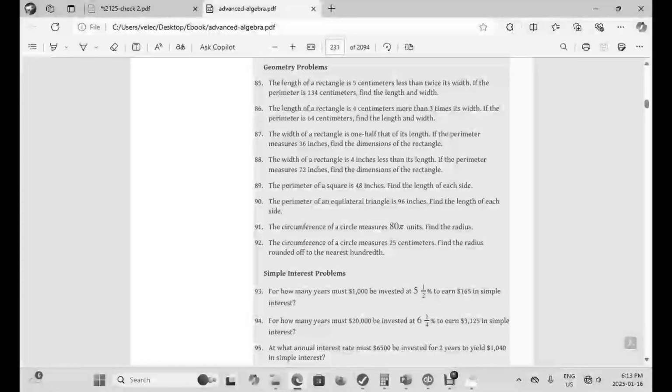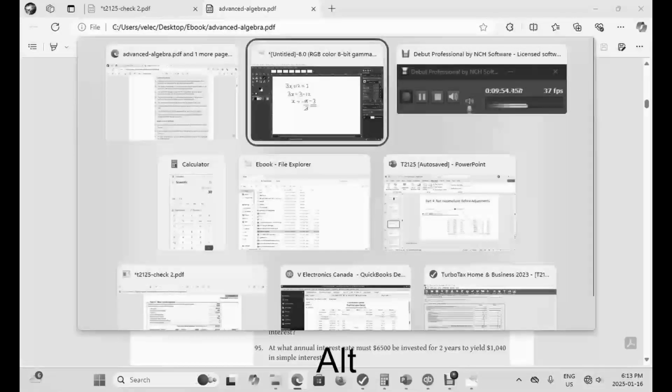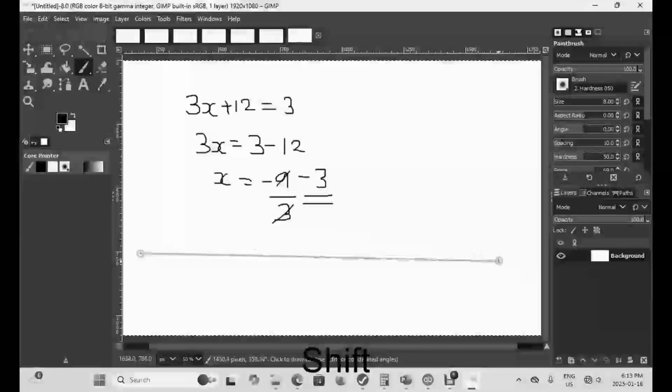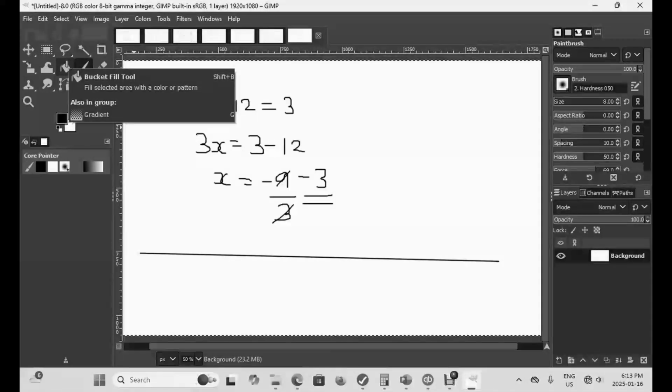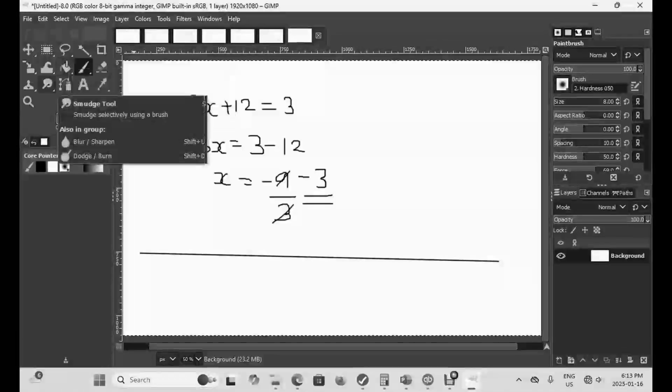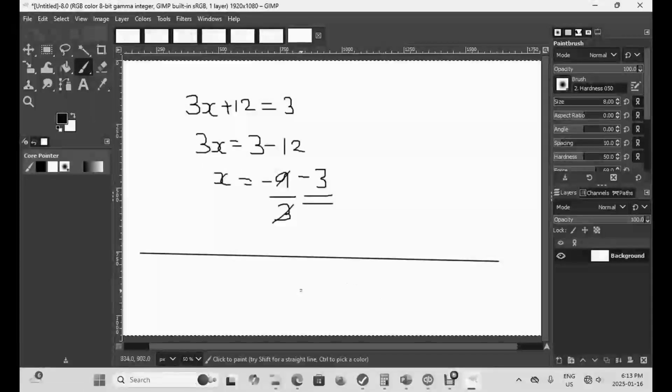Further down, let's look at another example, and this has to do with geometry. Let's say the circumference of a circle measures 80 pi units. Find the radius. So we know that this is a circle. When it comes to a circle, this is what a circle looks like.